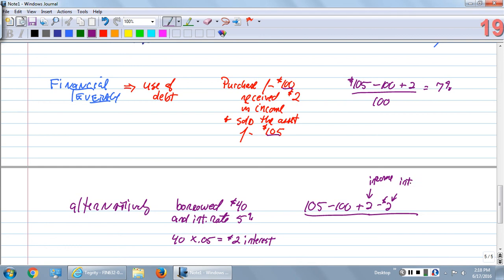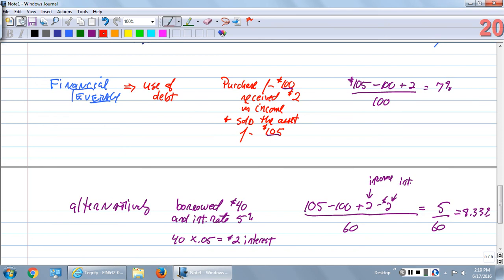And how much did we put up? Well, if the asset was $100 and we borrowed $40, that means we put up $60. So what we end up with, our return was a $5 gain on a $60 investment. That return is 8.33%.